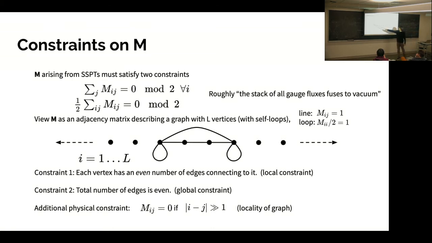And the pictorial way to view this is, let's view M as an adjacency matrix that describes a graph with L vertices, where the off-diagonal elements are edges that connect two different points, and the diagonal elements, M_ii, are self-loops. Then these two constraints have a simple interpretation: each vertex needs to have an even number of edges connecting to it, and the total number of edges has to be even. There's also an additional physical constraint, which is that M_ij has to be local, so you can't connect two vertices that are arbitrarily far away because that would require some non-local term in your Hamiltonian.